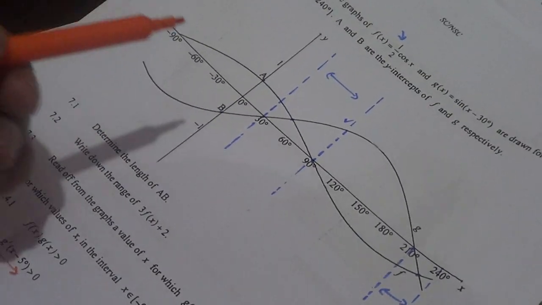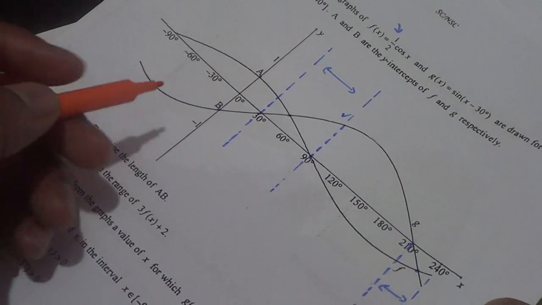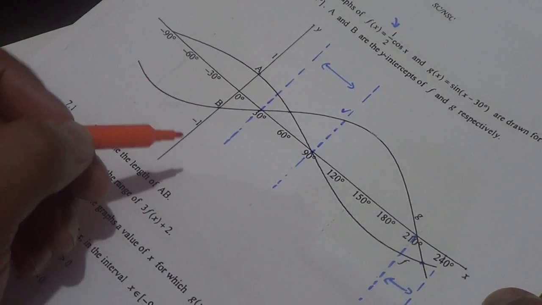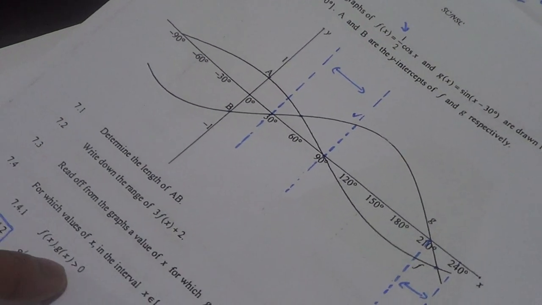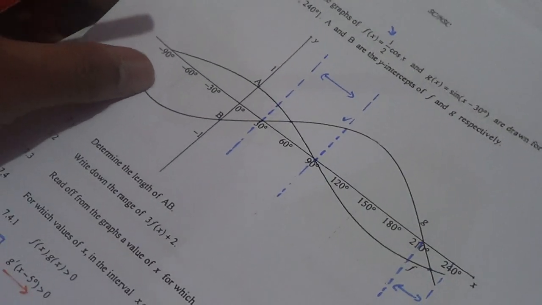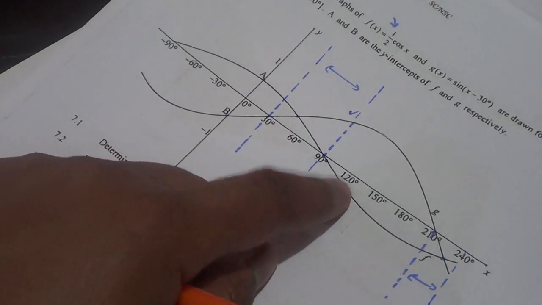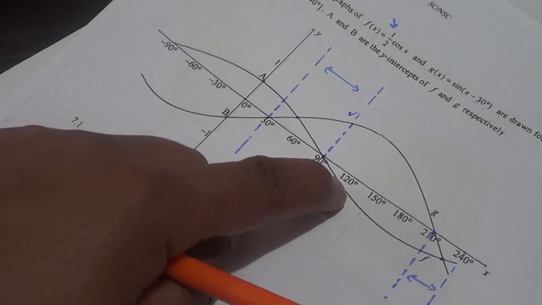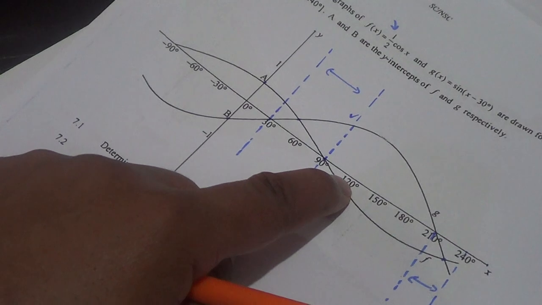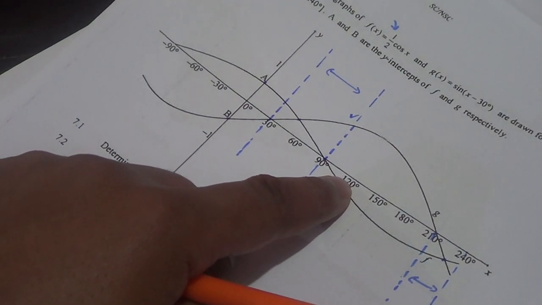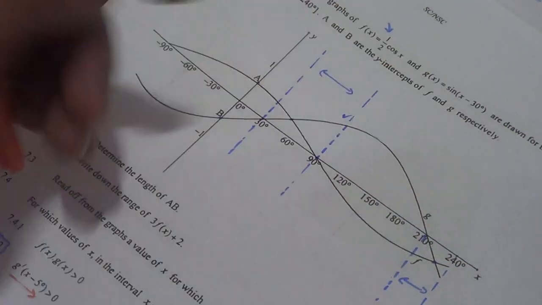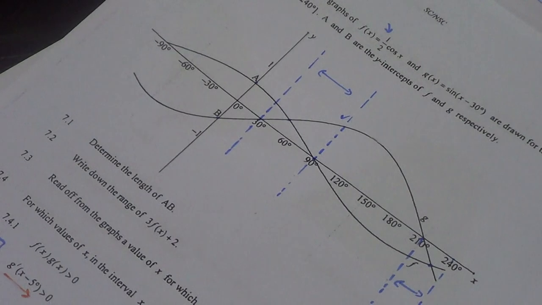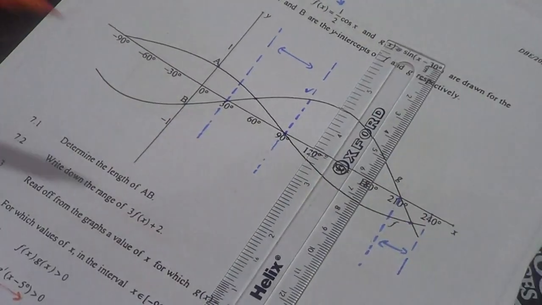By the way, when is this gradient positive? Now we need to find these points. Where are the x values for the maximums? We want the maxima. So let's have a look. I think 120 is here for g. Let's just check here. 120 minus 30 gives us 90. Yes, we know that sine of 90 is 1. So there's a maximum here.